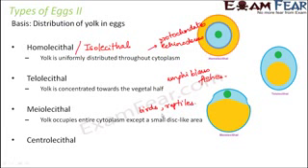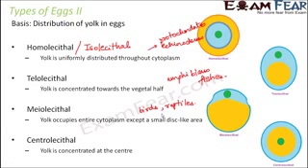And finally centrolecithal. Centro is obviously from center, and it means the yolk is concentrated at the center. You see here the yellow portion is at the center and the cytoplasm is towards the outside. That's centrolecithal, and this is seen in insects' eggs. So these are the types of eggs based on the distribution of the yolk inside the egg. Here the yellow portion shows the yolk. Looking at the image itself, you can see how the yolk is distributed differently in different types of eggs.